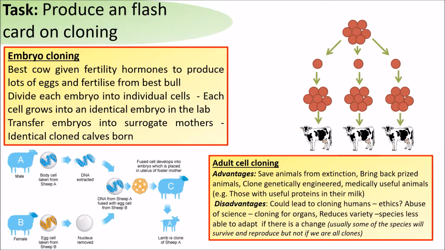So, some of the advantages of cloning is that we can save animals from extinction, bring back prize animals, and clone genetically engineered, medically useful animals. Some of the difficulties or disadvantages is that it could lead to cloning in humans. There's lots and lots of ethical issues. Cloning organs, for instance, by growing full humans that might become, might develop their own sense of person, etc.